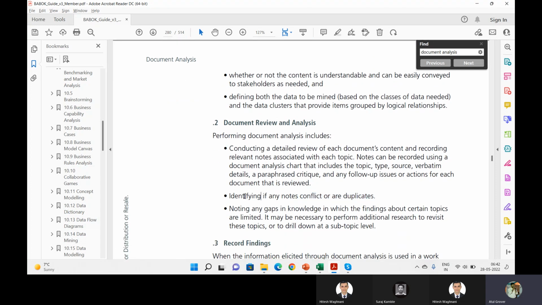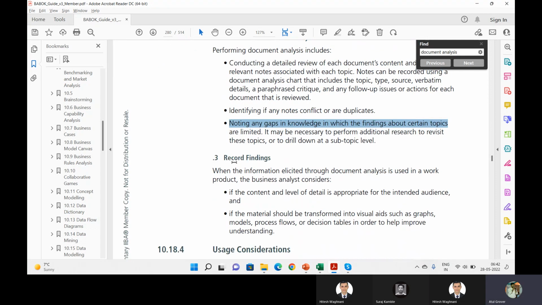In this review part, you have to make sure that you find the conflicts or the duplicates, that is, any statement contradicting another statement, and any gap in knowledge about certain topics. It may be that you get limited information, and you have to do additional research. After that, you put down your findings, that guys, this is what I understood. And then you can go back to the customer: is my understanding correct?